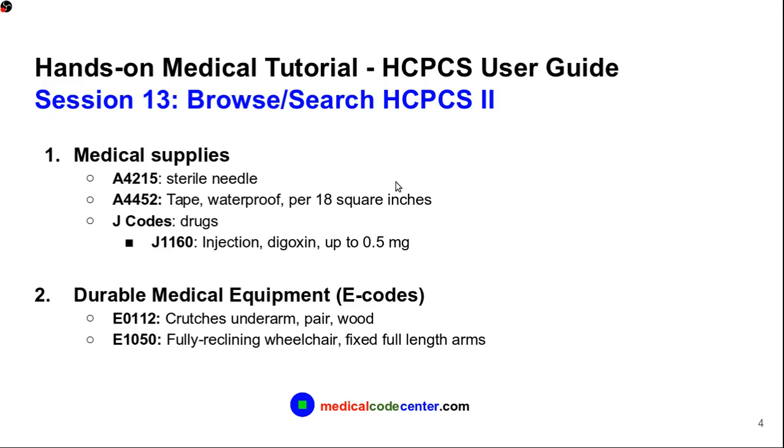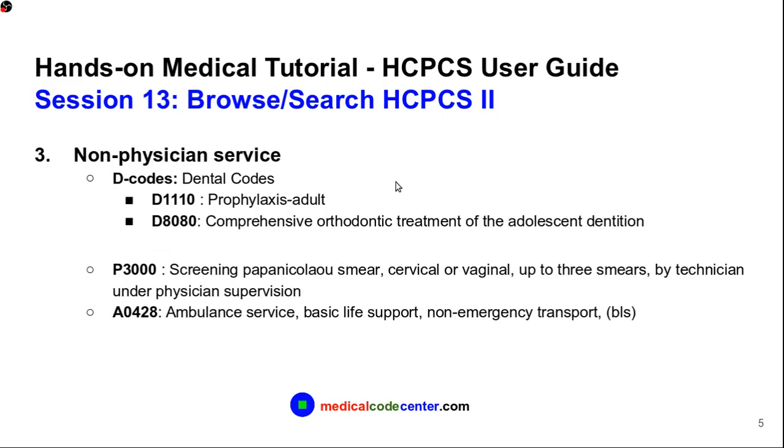So we have covered two types of the HCPCS Level 2 code. And then the third type is non-physician service. For example, the D codes, which are the dental codes. They are done by dentists, who are not considered to be physicians. So for example, D1110 is dental cleaning for adult.